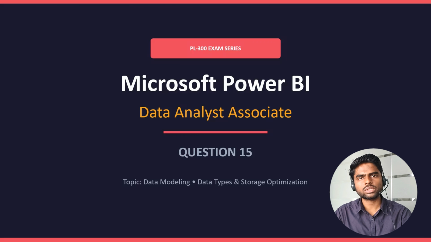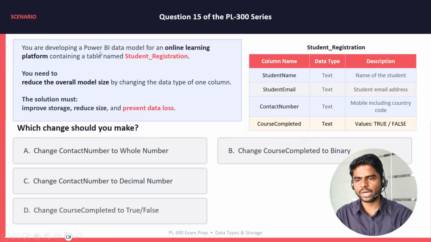So let's continue with our next question. To solve this question, they have given you a scenario. In the scenario, you are developing a Power BI data model for an online learning platform which contains a table named student registration. Here is the schema of that table, where we have columns named student name, student email, contact number of the student, and along with that we have course completed status as well.